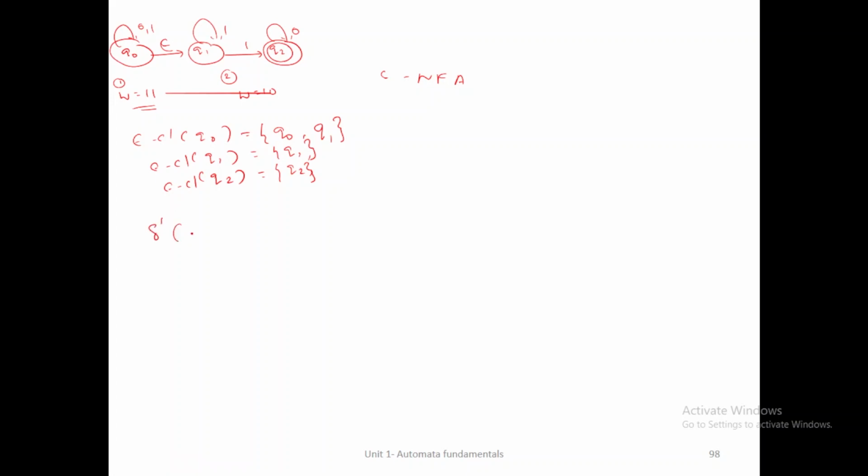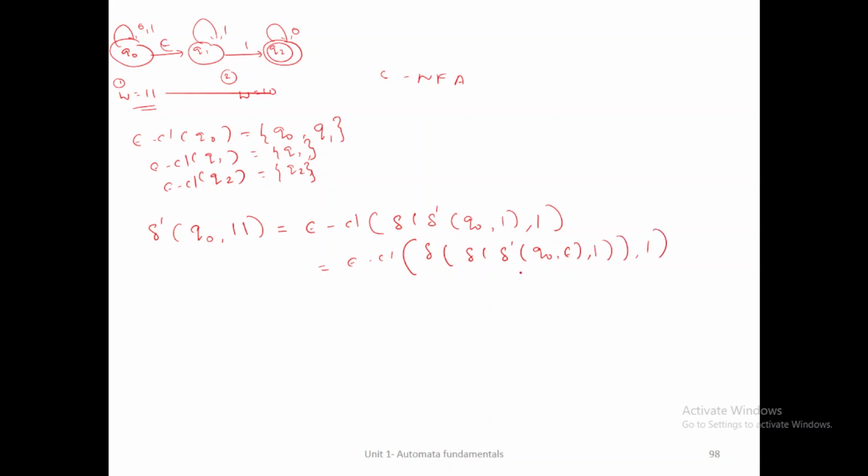Then the extended transition tilde dash. The starting state is Q0 and the checking string is 1 1. So what is the formula? You can write it as epsilon closure of tilde cap of q naught comma 1, then the separate one will be available here. This is rewritten as epsilon closure of tilde of tilde dash of q naught comma epsilon comma 1. This is already calculated, which is nothing but the epsilon closure of q naught. So what is the answer for this one? This is q naught, q1.